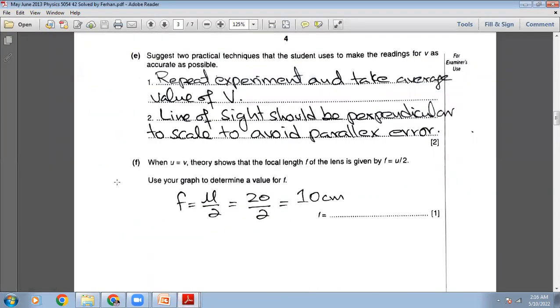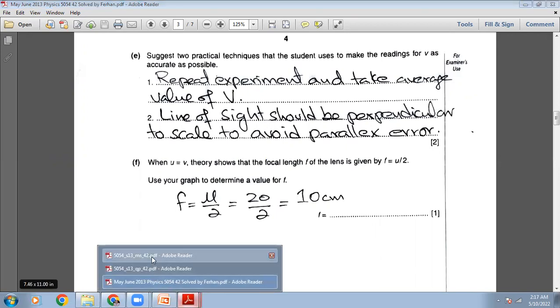One method for getting an accurate answer of the V is you repeat the experiment 2 or 3 times, and you get the value of the V every time, and then you take the average of the V. So repeat the experiment and take the average value of the V. The second thing can be that whenever you take the reading from the scale for the V, your line of sight should be perpendicular to the scale from where you are reading it, and it will avoid the parallax error and your answer will become more accurate. So these are my answers.